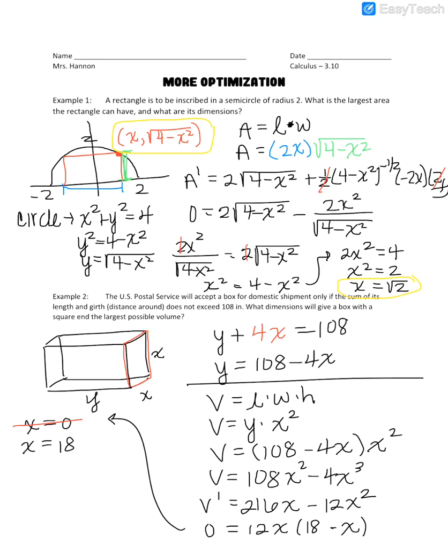They want the dimensions of the box. Okay, so I know the 18. I just need to figure out the y. So that's going to be 108 minus 4 times 18, which if I do that out gives me 36. So my dimensions of my box are 18 by 18 by 36.